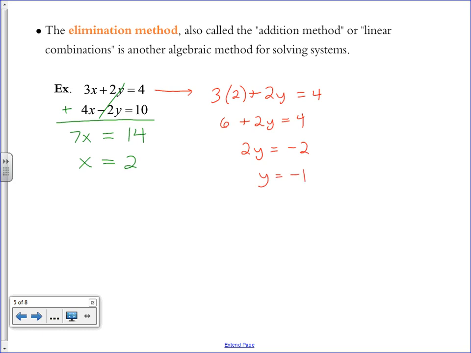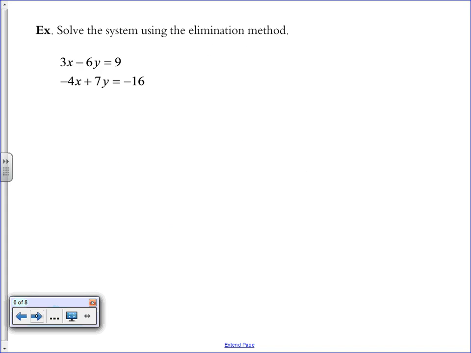And then write your final answer as an ordered pair, x, comma, y. And that's as easy as it gets. There might be an extra step that you have to do at the beginning.